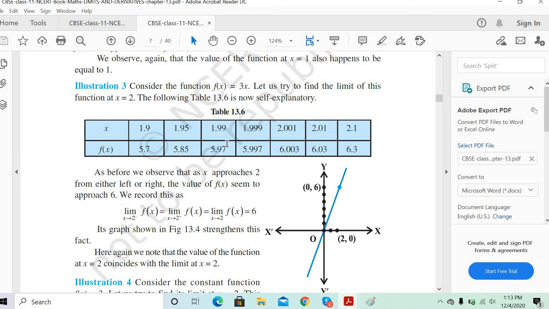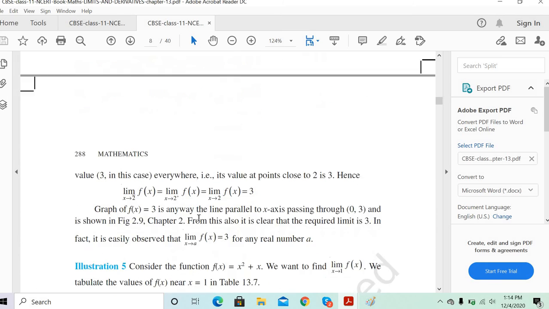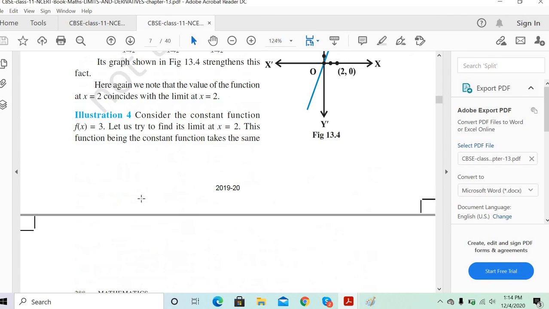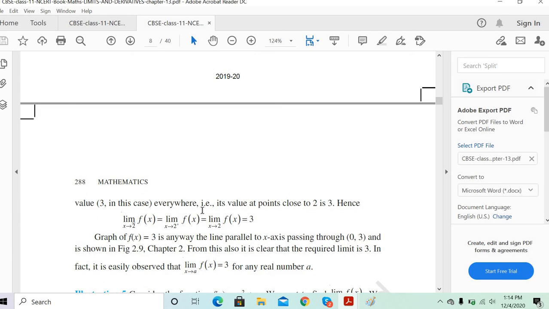How to analyze? Go through the table and just check whether the left hand limit is coming the same as the right hand limit or not, with the same value. If the value is the same, it exists. This is just similar to your relations and functions, isn't it? Yes, sir. So the value will be approximately 6 in all the cases. Yes, you got it. Excellent. Go to illustration 4 now.